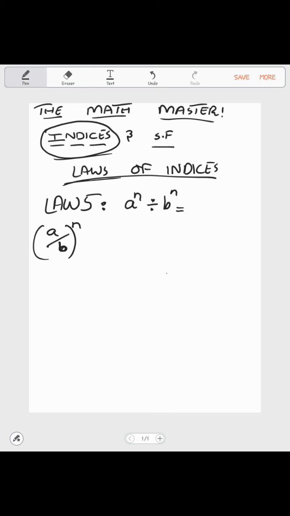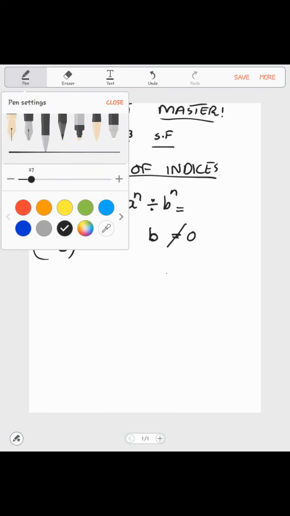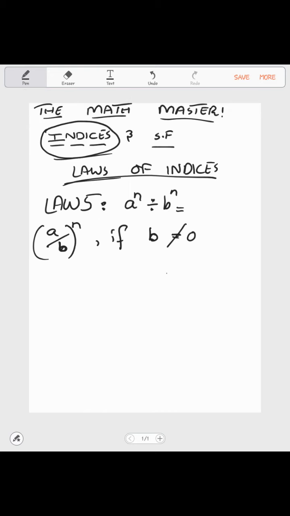Alright, and there's a condition that b does not equal 0, because if b is 0, then the division is not defined. So moving on, you can also write it like a^n divided by b^n, which is also correct, separately or as you wish.